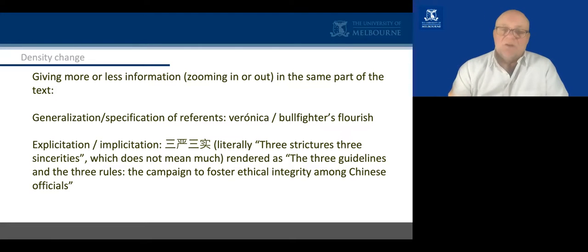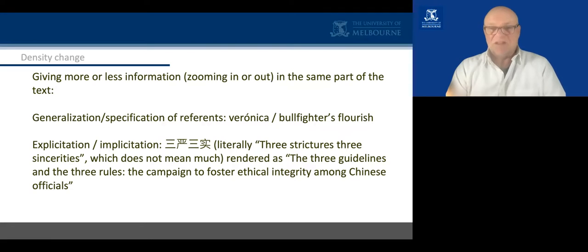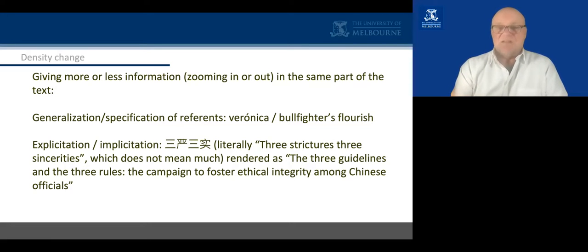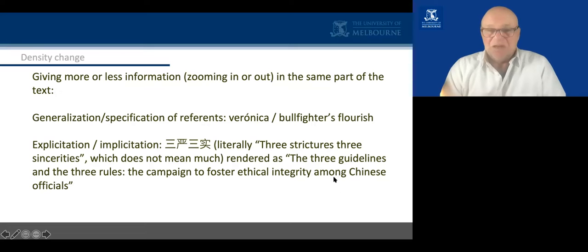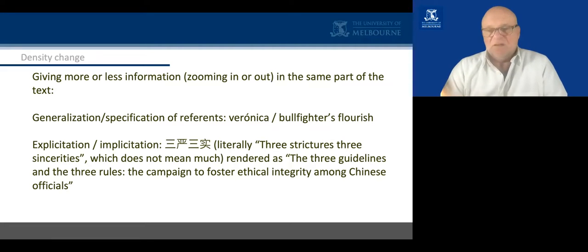We get this going all the time from Chinese into English, where we've just got 4 characters here, which are referring to 3 strictures, 3 sincerities, and people in China supposedly know exactly what that means. Translating into English, it's spelled out what are the 3 guidelines and the 3 rules. It's a campaign to foster ethical integrity among Chinese officials. You're taking information that is implicit in the ST, you're making it explicit in the TT.